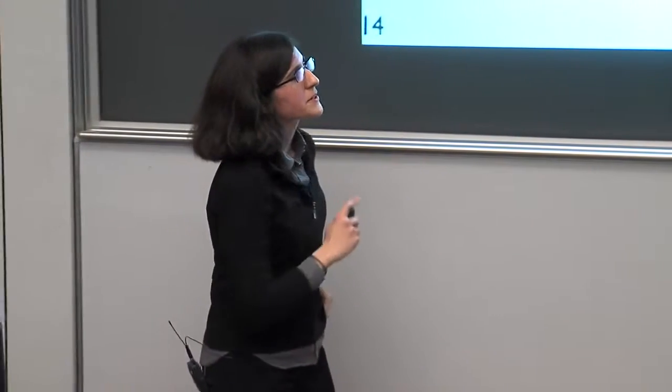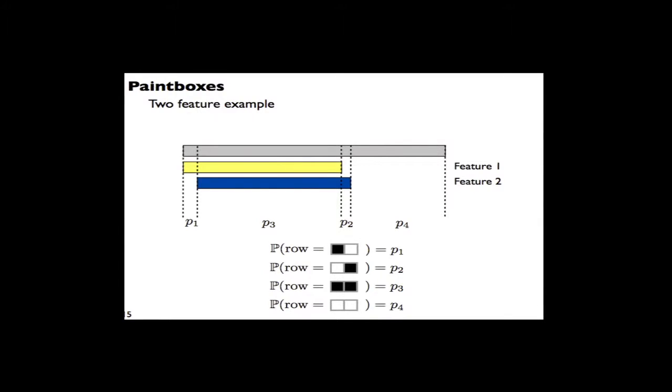So let's start with the two-feature example, because it's a lot easier. We know that for the feature paint box for the two-feature example, there has to be some region of size P1 where one feature occurs but not the other. There has to be some region of size P3 where both features occur, and some region of size P4 where neither feature occurs. Now, to get at the feature paint box for the Indian buffet process, we're going to have to appeal to a different result.